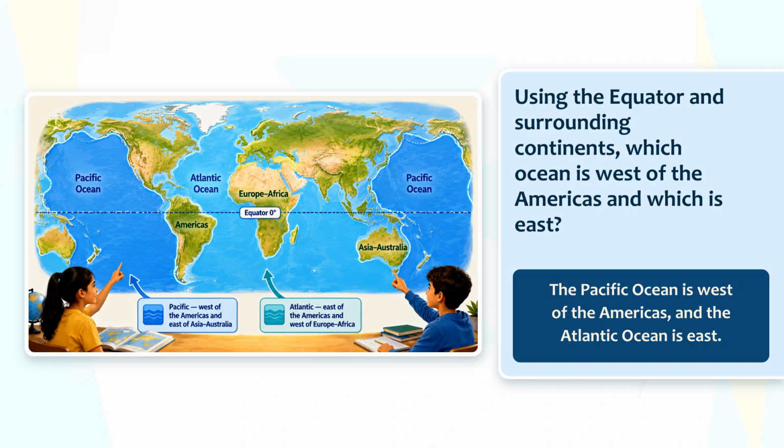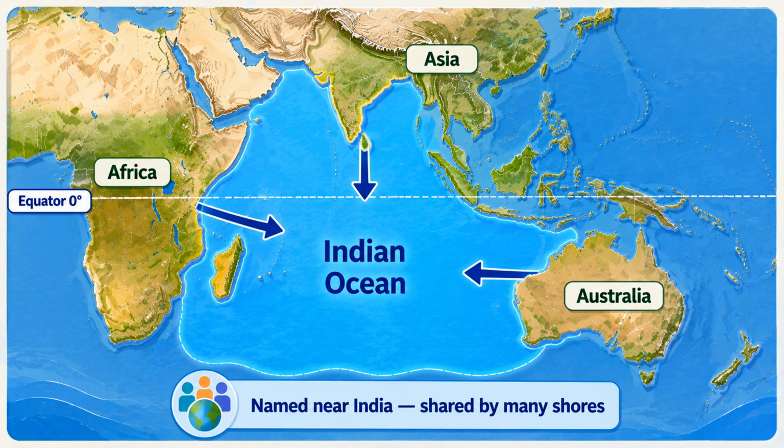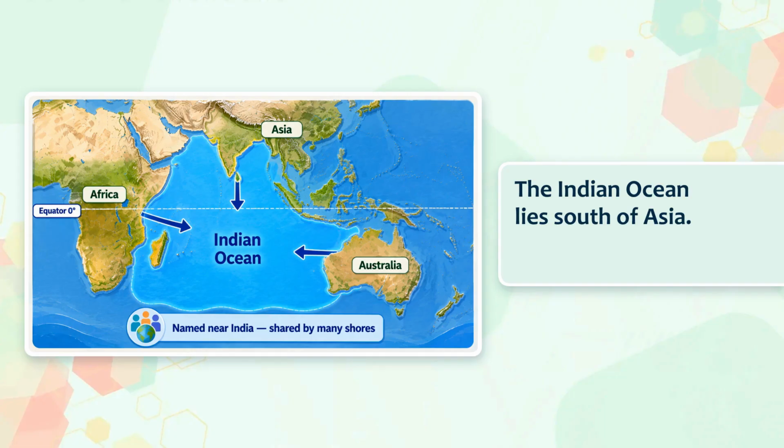Next, follow the land anchors around the Indian Ocean. The Indian Ocean lies mainly south of Asia, between Africa and Australia, with the equator crossing its northern part. Many shores surround it, so its name does not mean that India owns it. Follow the land around the label.